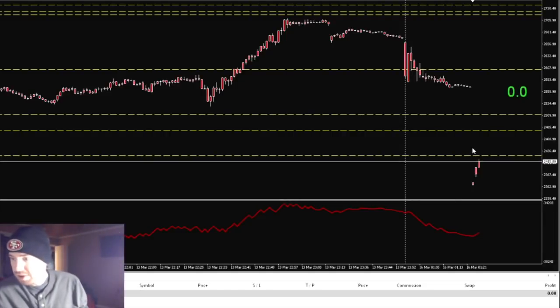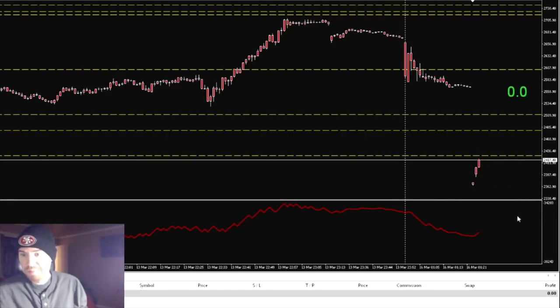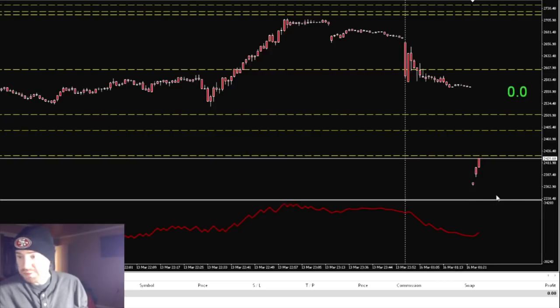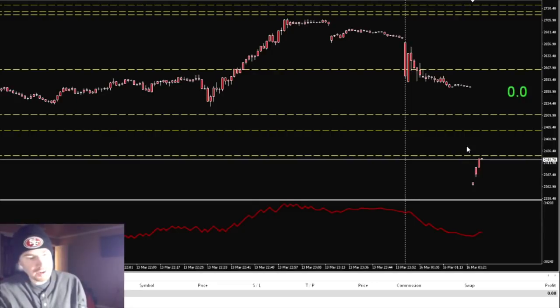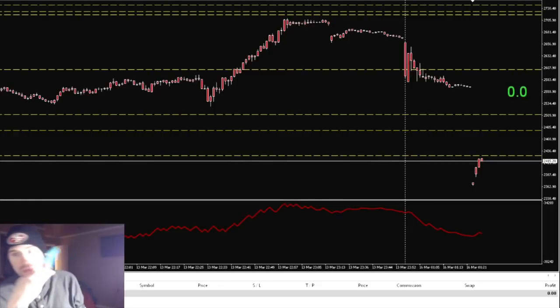And I just hit TP. I should have let that run, actually. I didn't realize my TP was still there, but we caught 320 pips within seconds. That's how you trade. My 320 pip take profit hit within 60 seconds.